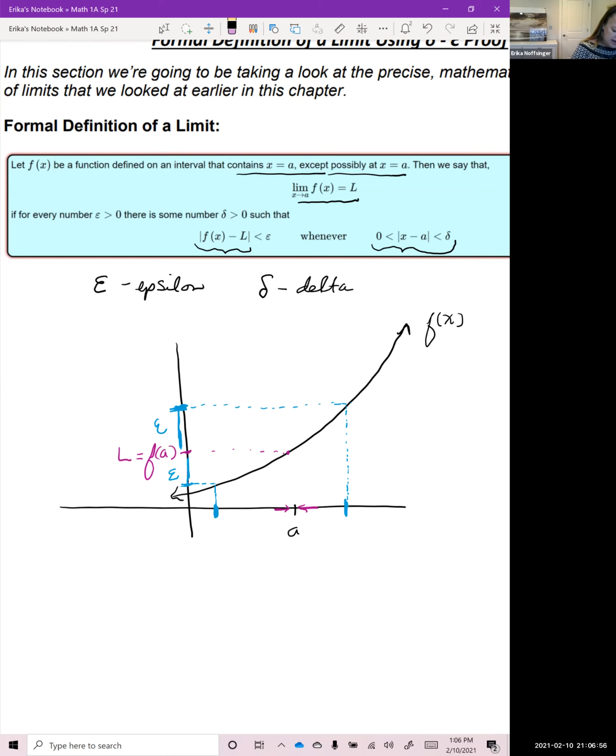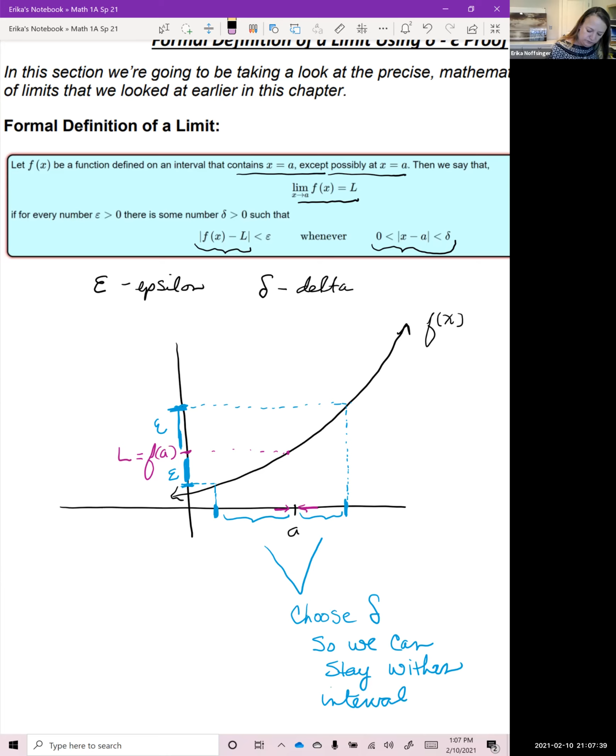So if we have this value of epsilon that we want to be within this distance from L, either epsilon up or epsilon down, plus or minus the y value, we want to choose delta so that we can always be within that interval of L. So we can stay within the interval of L plus epsilon and L minus epsilon.